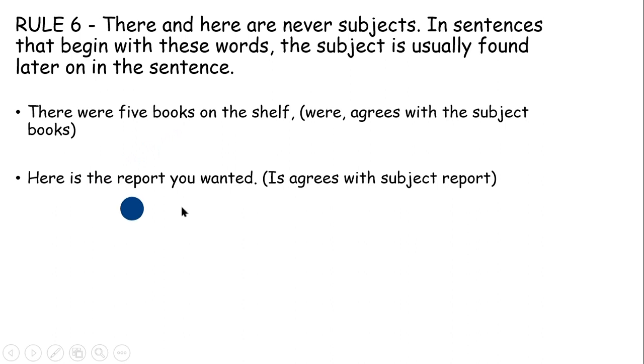Number 2, here is the report you wanted. Is agrees with the subject report. Now in this case, the subject is report, which is singular, and it has taken on a singular verb. In the previous one, books is plural, so it has taken a plural verb. So sentences that begin with there and here, those words are never subjects. You will find that in sentences that begin with these words, the subject is usually found later in the sentence.